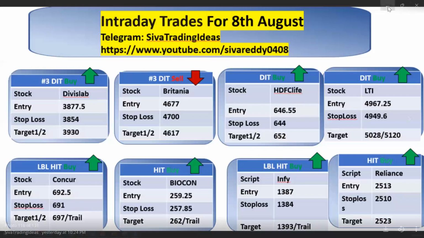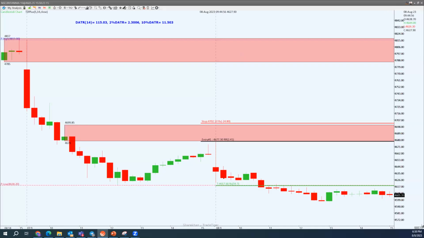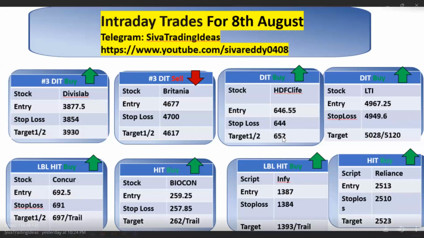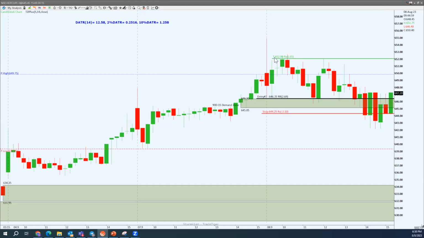We also got entry in HDFC Life. Let us see what happened in HDFC Life. So this is our planned entry. It gave entry, and it even gave the target. You can see this is the target we planned, 652. 652 has been hit. So here also you should be making more than a 1:2.5 target.